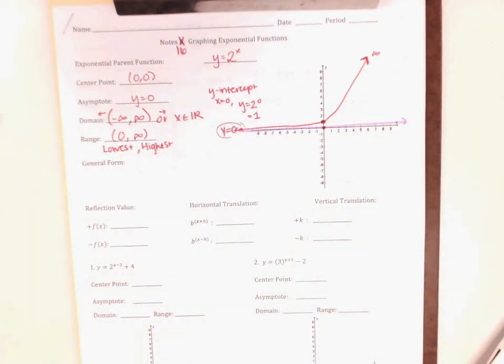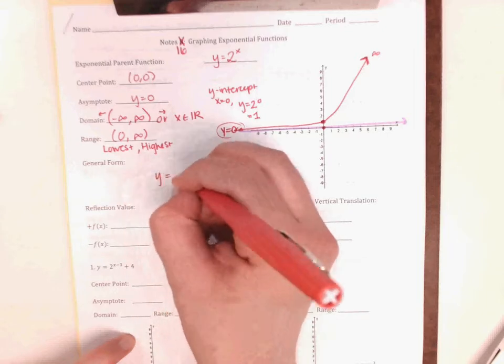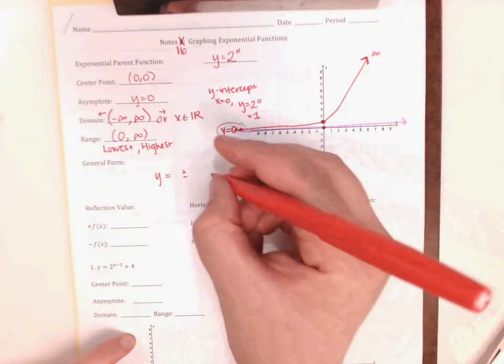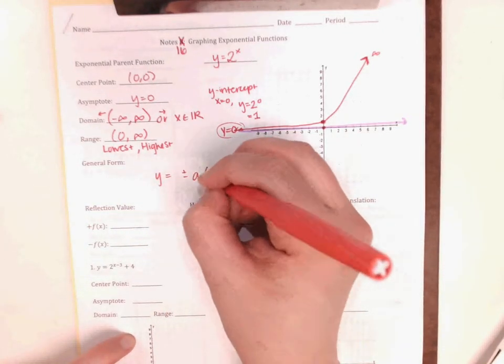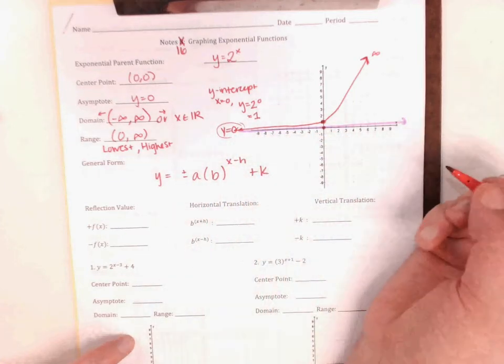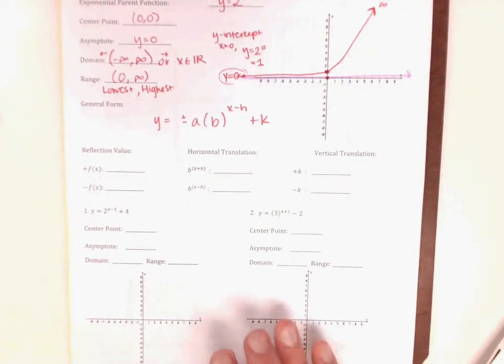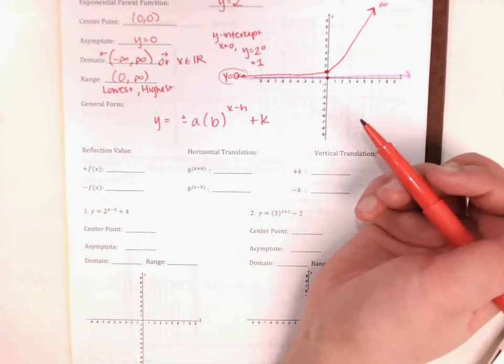So the general gist of what we're doing today is you're just going to be graphing these. So your general form is going to be y equals plus or minus a, b to the x minus h, plus k. Each of these numbers has a different job. We kind of covered this when we were graphing quadratics back in the fall.